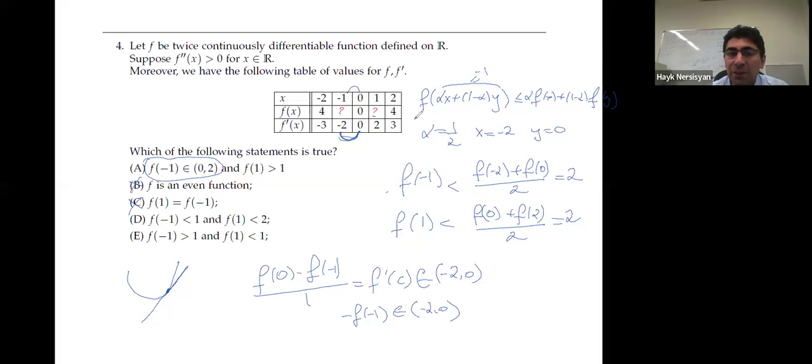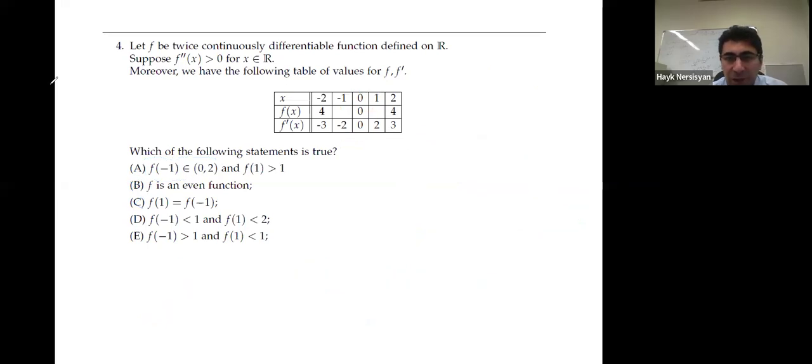Now, if we try to use a similar argument for the interval from 0 to 1, let me erase all this stuff and write f(1) minus f(0) divided by 1 equals f prime at c, where c belongs to the interval 0 to 1. So this belongs to 0 to 2. Which means that since f(0) equals 0, f(1) itself belongs to 0 to 2.